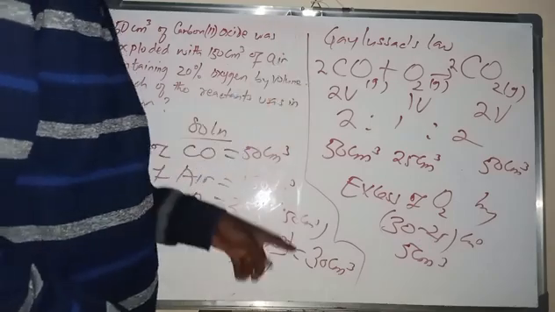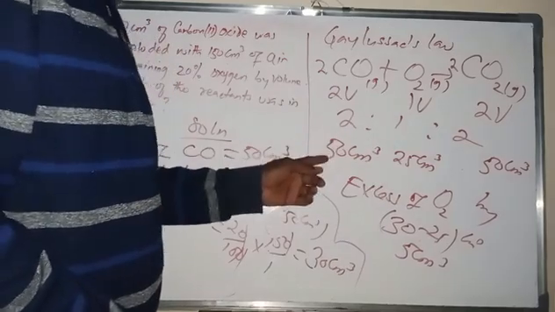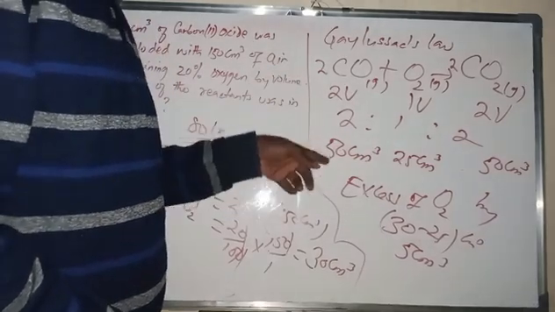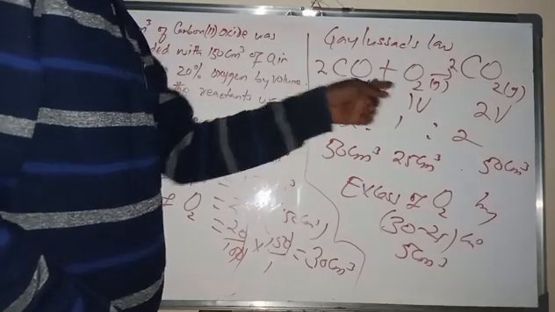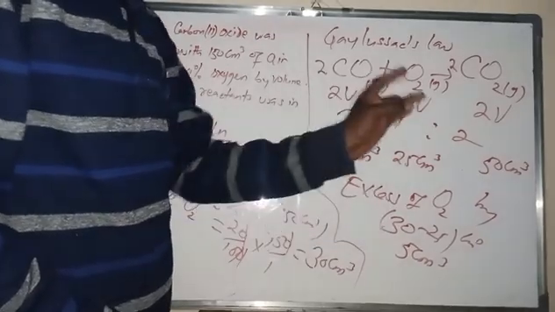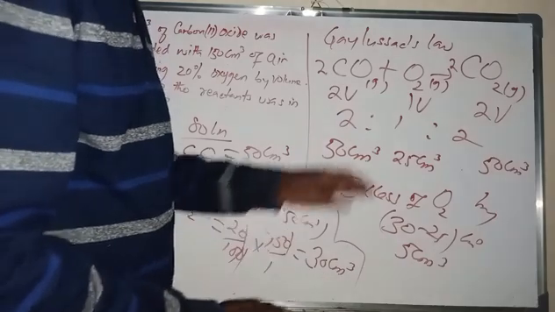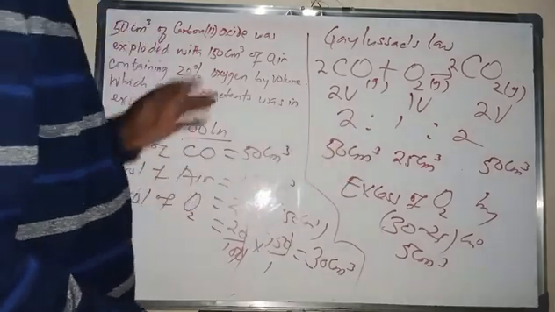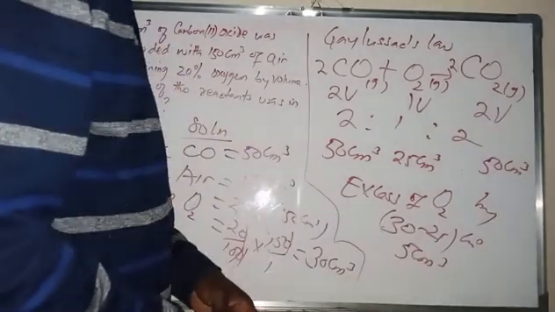Otherwise, if all 30 cm³ of oxygen had reacted, we would have required 60 cm³ of CO, but what was supplied was 50. So 25 cm³ of oxygen will be required to combust the CO, and 5 cm³ will be in excess, left as residual gas. So this answers the question: oxygen is the reactant in excess, and it is in excess by 5 cm³. Yeah, thank you.